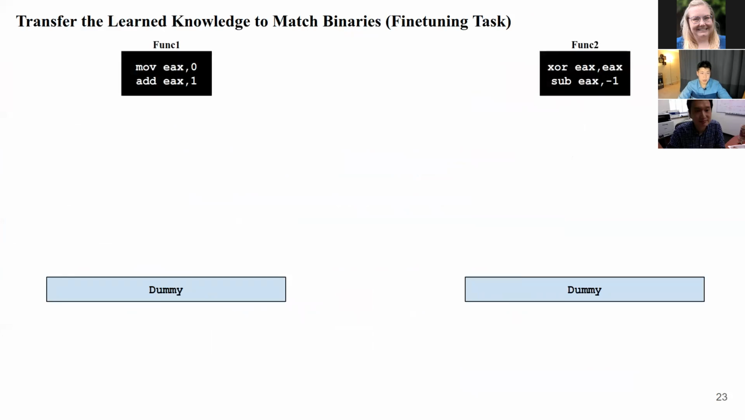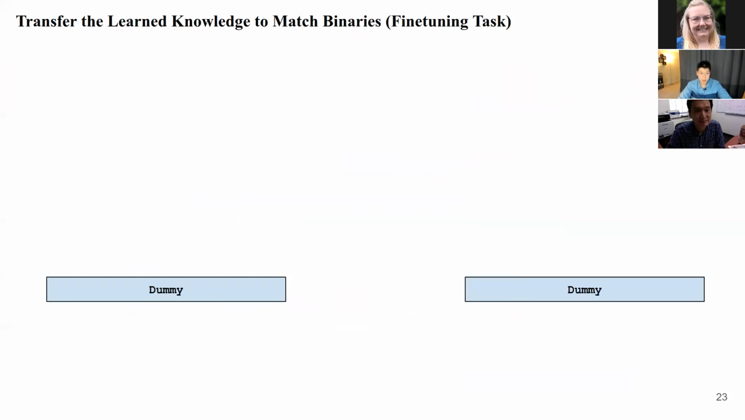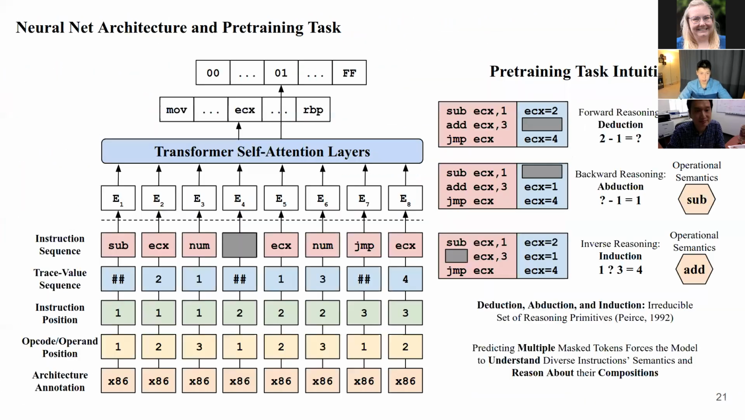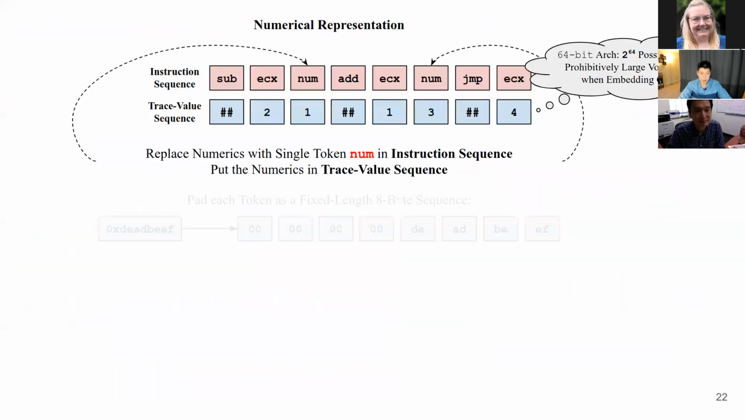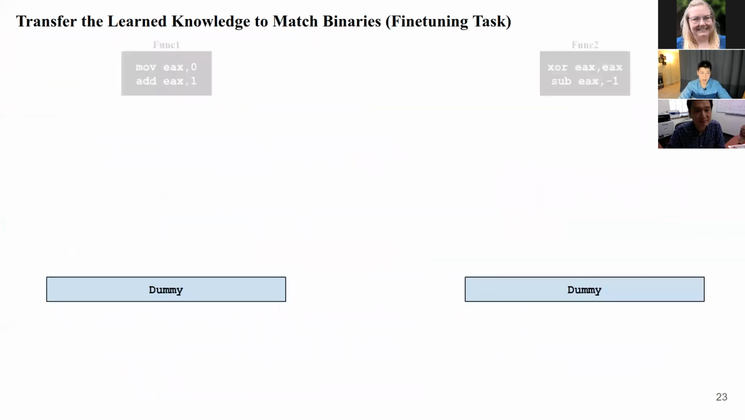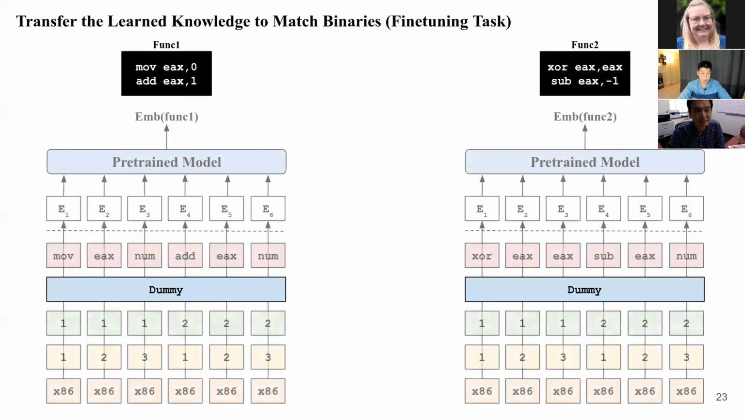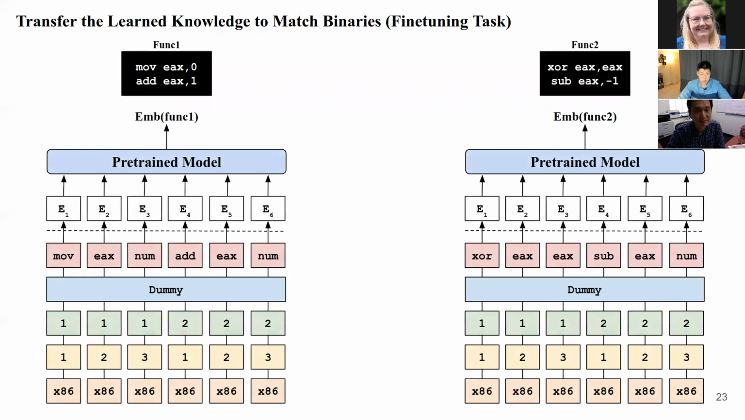And here, after pre-training the model with trace modeling, what we do is take two binary code pieces that we want to detect whether they are similar or not, and encode them using the static trace without any execution traces. Here, the execution traces become dummy, which makes the binary similarity comparison static.